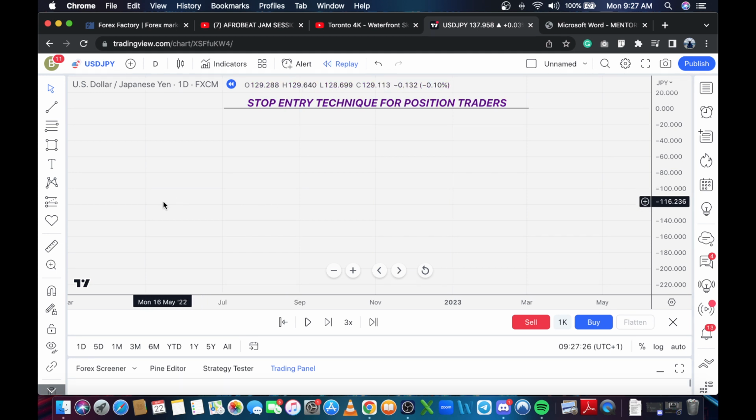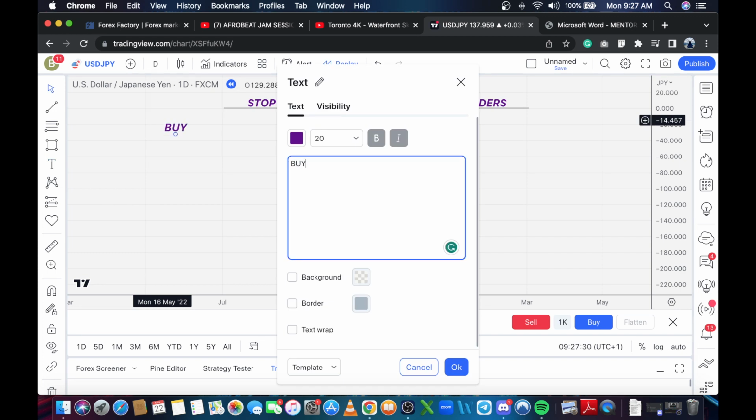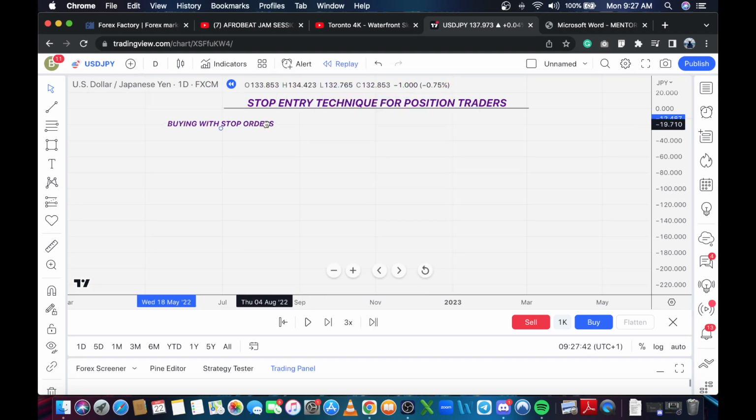All right, so we're going to discuss buying with stop orders, and what you want to do for the sell side is simply invert the protocols for buying with stop orders. You invert that for the sell side and you essentially have the same thing. I don't want to go through buying with stop orders and then selling with stop orders, because it's essentially the same method.